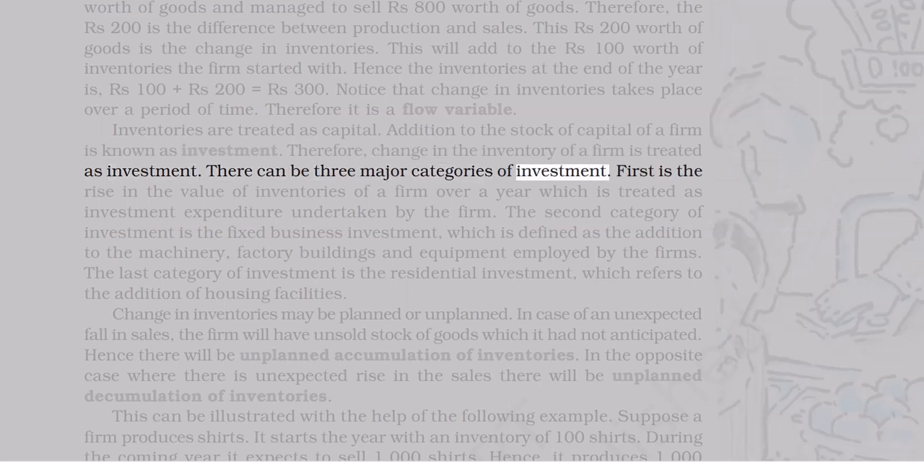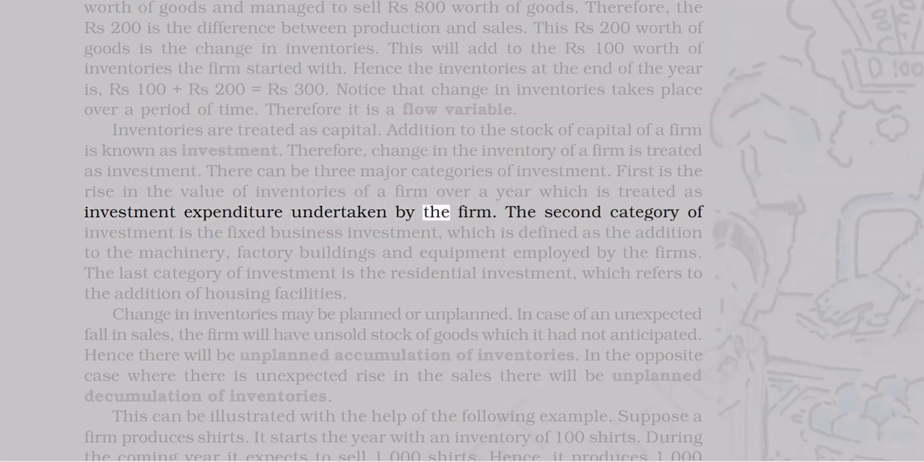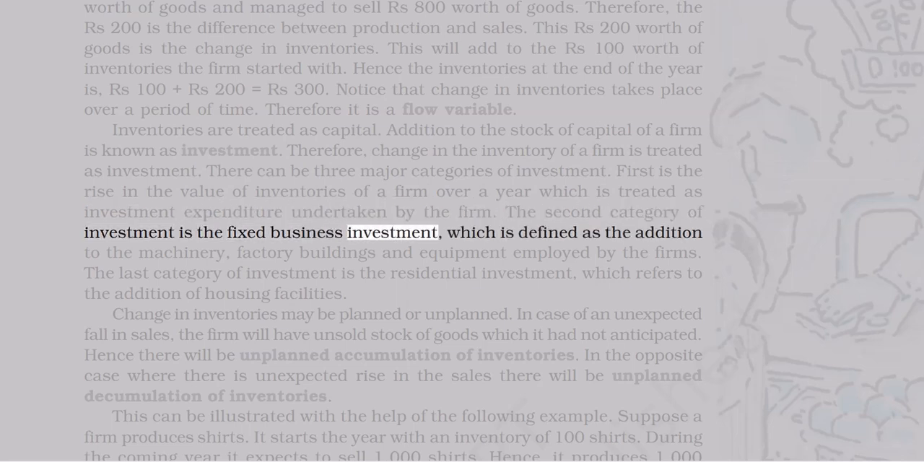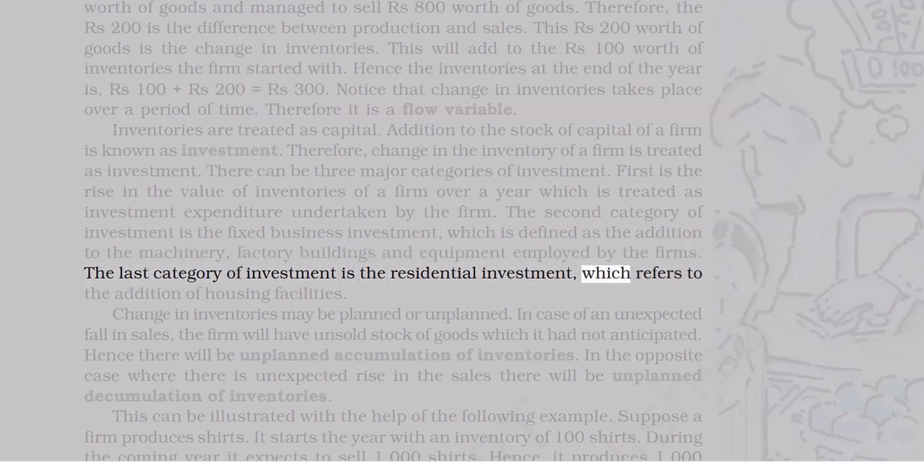There can be 3 major categories of investment. First is the rise in the value of inventories of a firm over a year, which is treated as investment expenditure undertaken by the firm. The second category of investment is the fixed business investment, which is defined as the addition to the machinery, factory buildings, and equipment employed by the firms. The last category of investment is the residential investment, which refers to the addition of housing facilities.